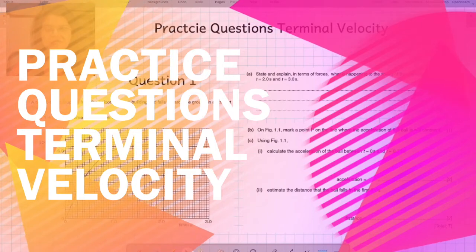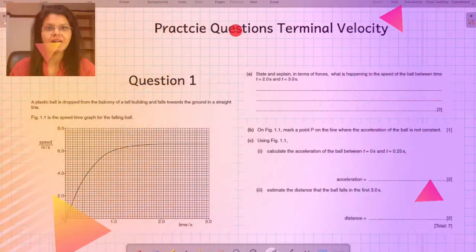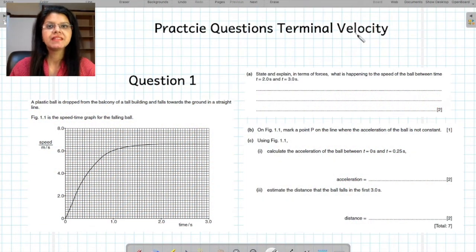In this video, we are going to practice questions on terminal velocity. The theory of terminal velocity we have already covered in another video. If you have not gone through that video, you can go through the theory section and come back to this video to understand how the questions on terminal velocity are solved. So we'll start with question number 1.